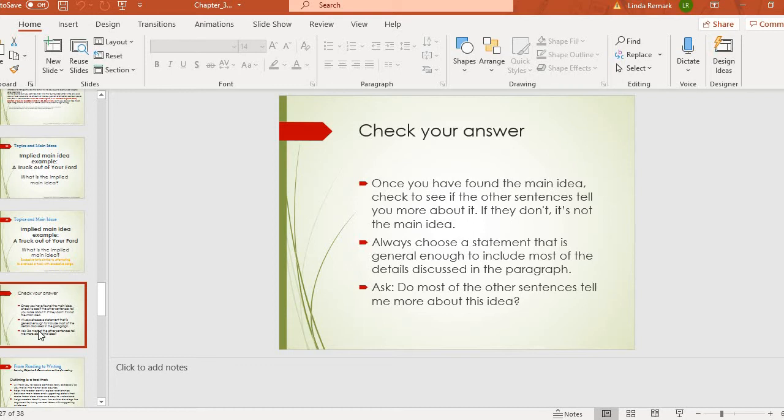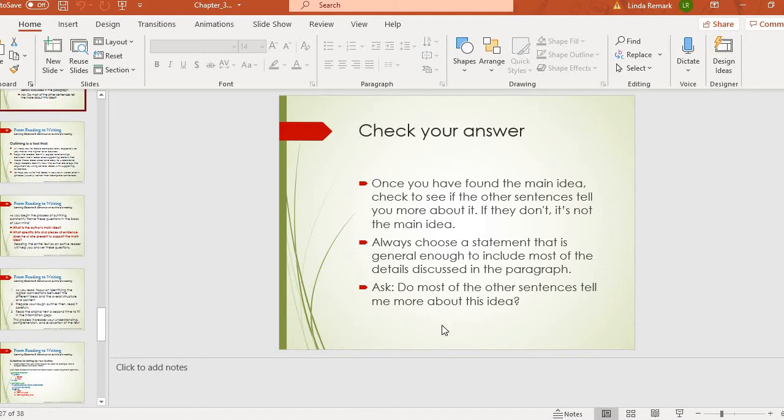So you always choose a sentence that is general enough to include the rest of the details and ask, do most of the other sentences tell me about this idea? Is this a good summary of the paragraph? If your paragraph is saying, there are many ways to cut out watching TV, and then it talks to you about reading a book, going outside for a walk, you don't want to say the main idea is to stop watching TV, you want to go for a walk, because that's not the only detail the paragraph talked about. So you don't want to get too specific. Your main idea has to be general enough to cover everything in the paragraph. Okay, so that is the meat of the concept for this chapter.